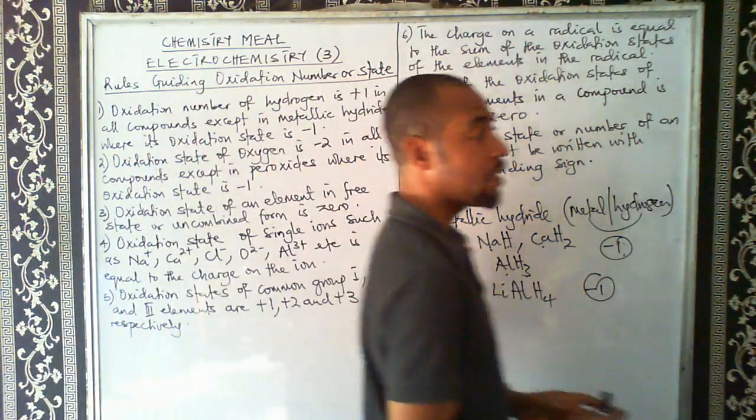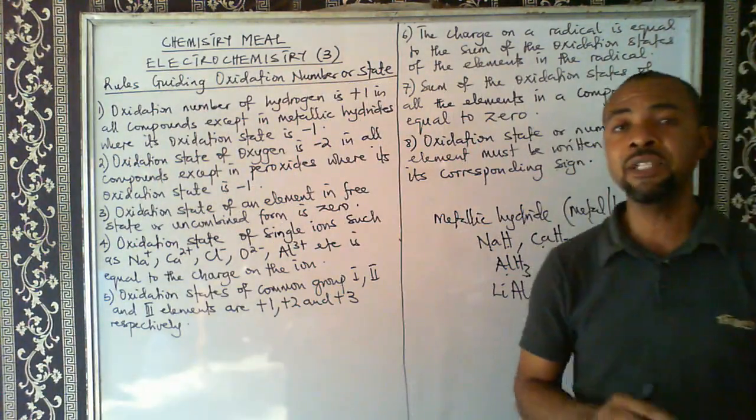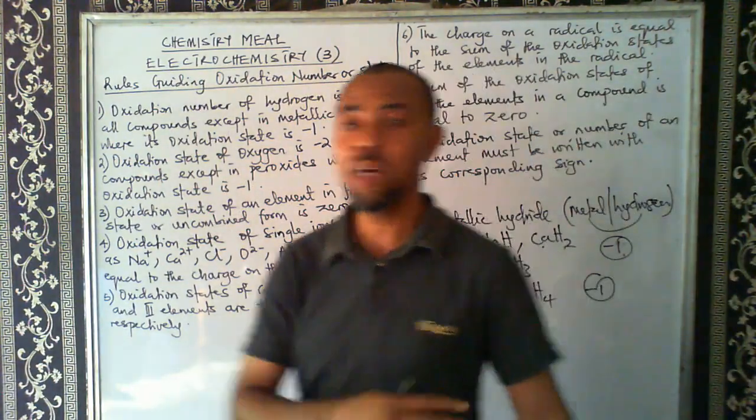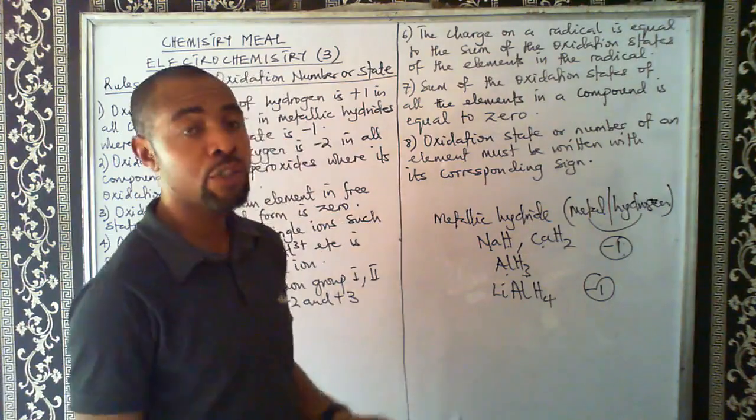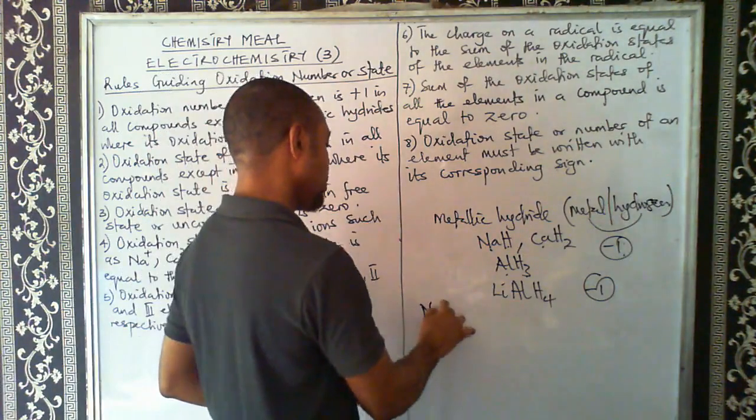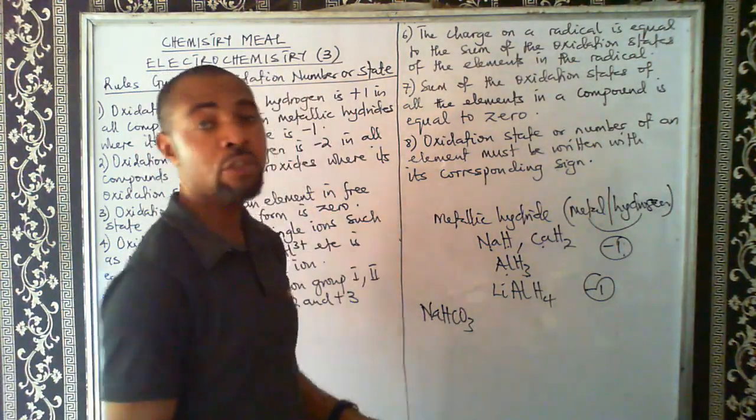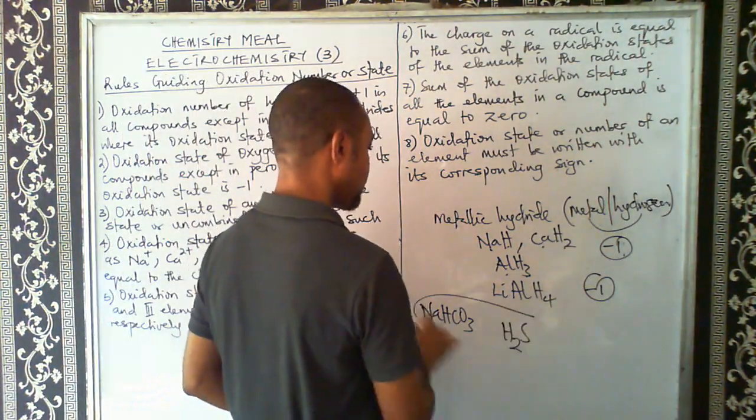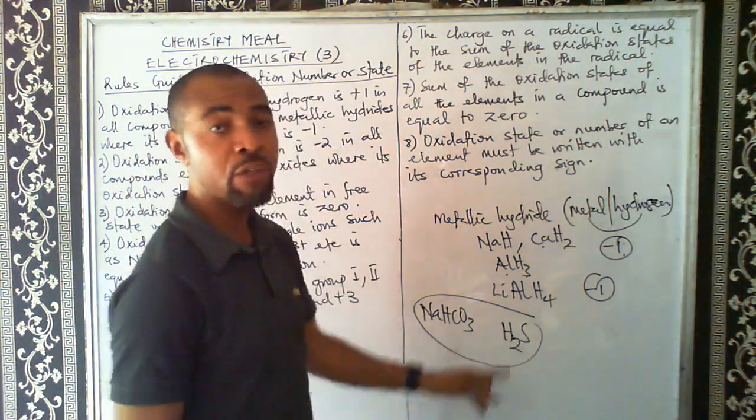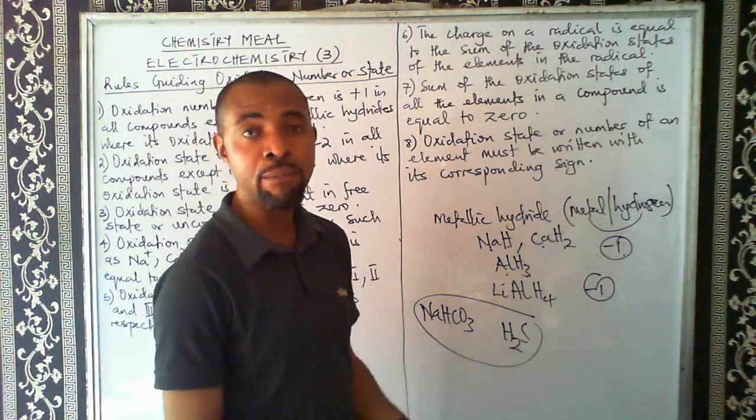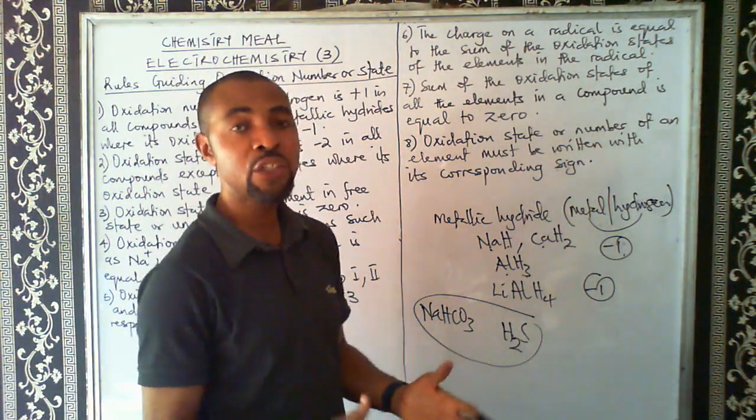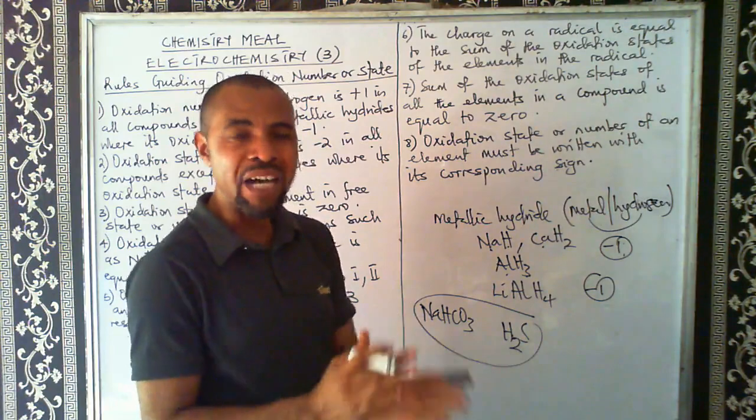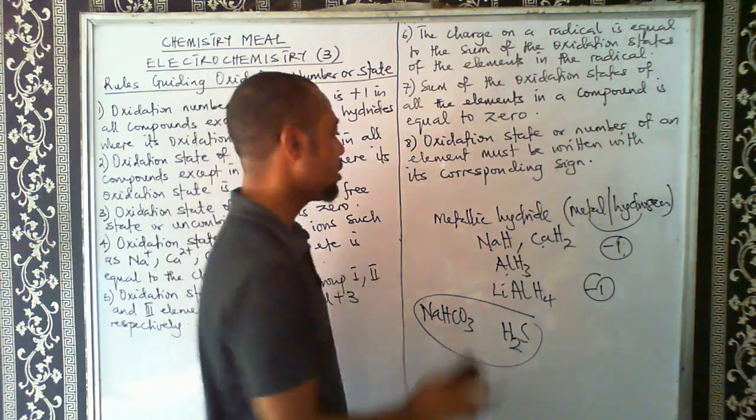So it is very important that you know what we mean by metallic hydride, because it's only in metallic hydride that the oxidation state of hydrogen will be -1. In all other compounds, the oxidation state of hydrogen will be +1. If you have sodium hydrogen trioxocarbonate(IV), the oxidation state of hydrogen here will be +1. If you have hydrogen sulfide, the oxidation state of hydrogen here will still be +1 because sulfur is not a metal. So hydrogen can only have an oxidation state of -1 in metallic hydride, where the hydrogen combines with metals only. I think that is very clear.